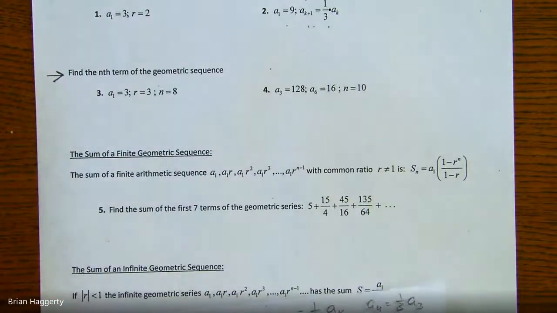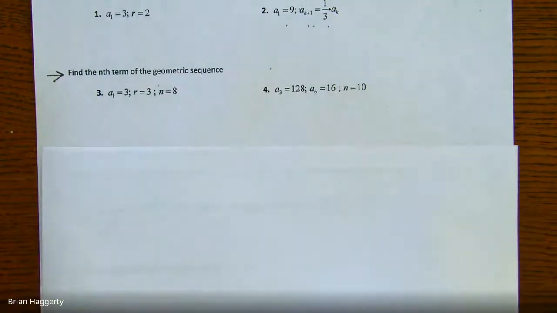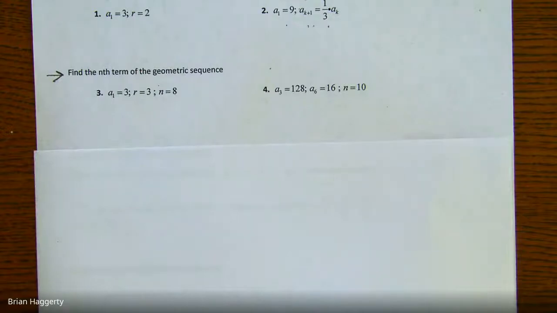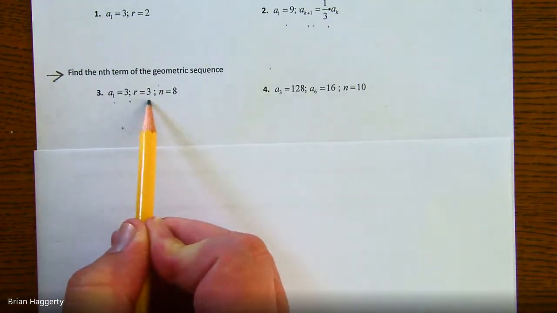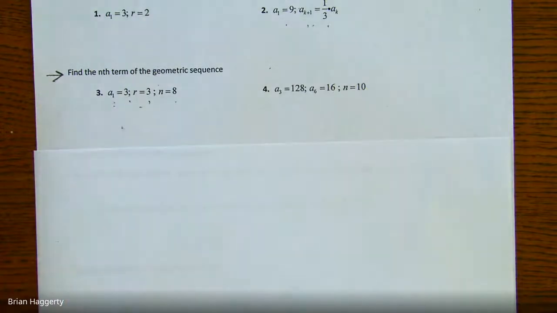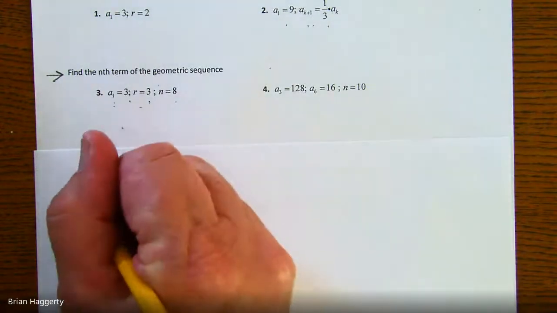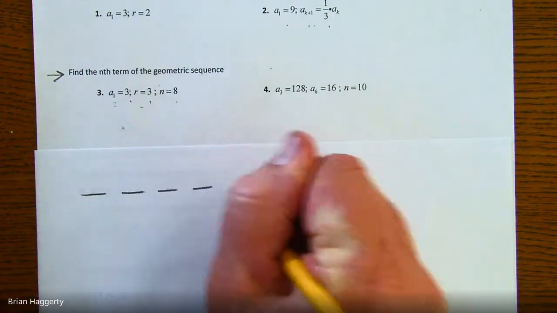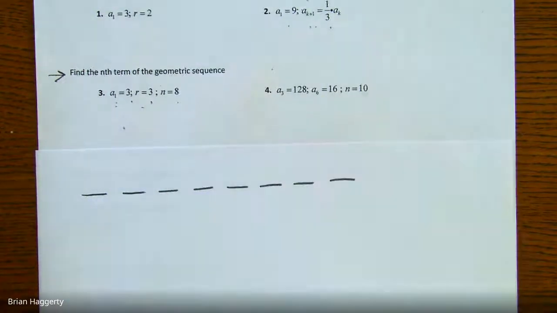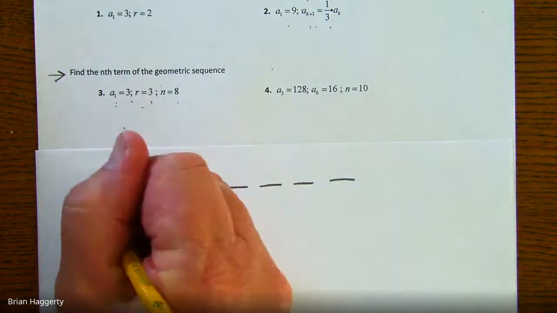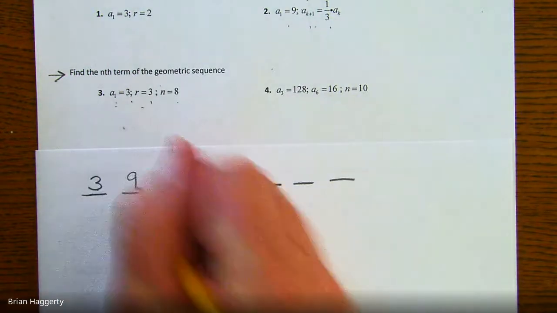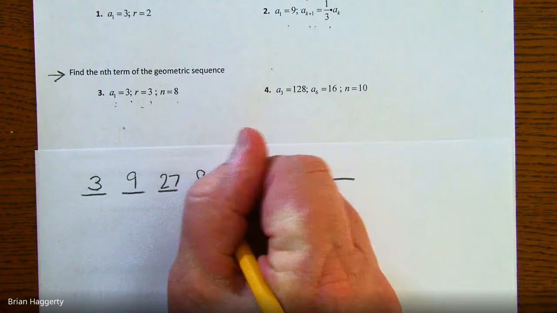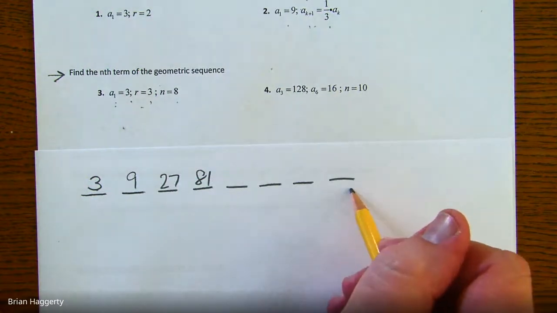Find the nth term of the geometric sequence. So for number 3, they're telling us the first term is 3. The common ratio is 3. Given that information, what's the 8th term? So we got 1, 2, 3, 4, 5, 6, 7, 8. If the first term is 3, and the common ratio is 3, so we multiply by 3, multiply by 3, multiply by 3. We only need to get to there.